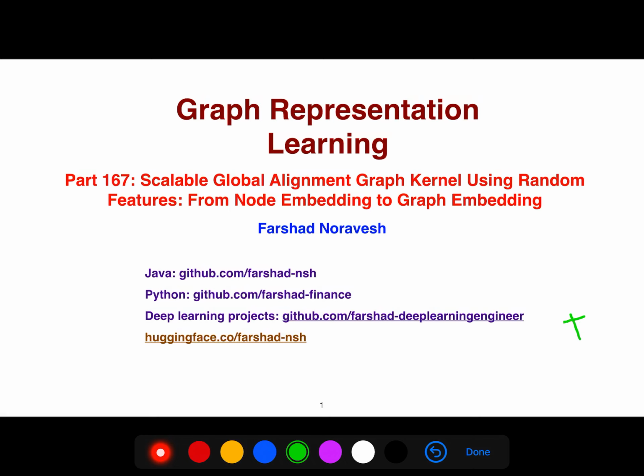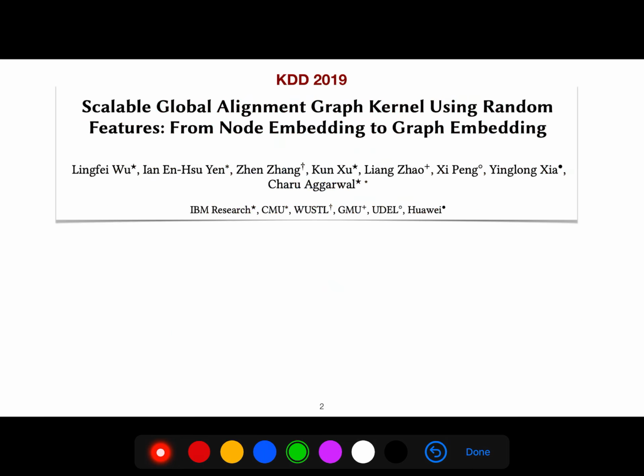Alright, so today I'm going to be explaining this important paper with the title Scalable Global Alignment Graph Kernel Using Random Features: from Node Embedding to Graph Embeddings. This is a KDD paper from 2019.